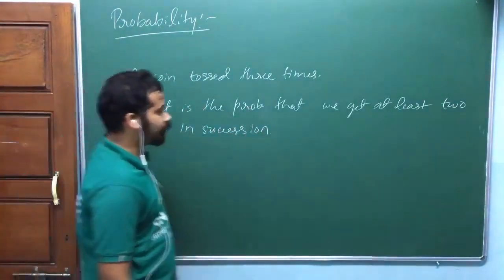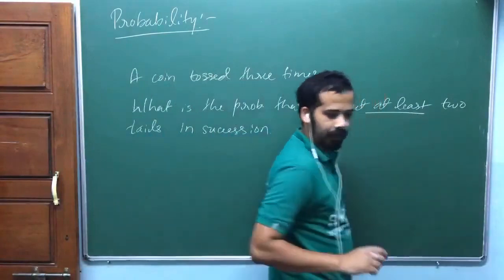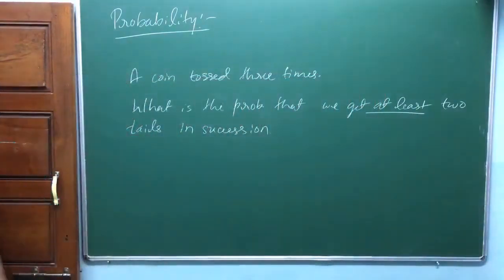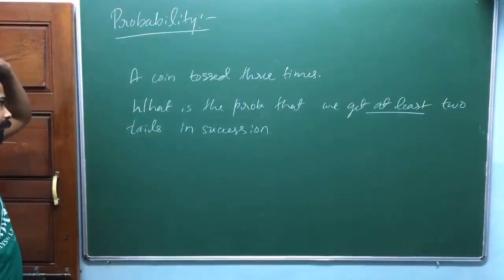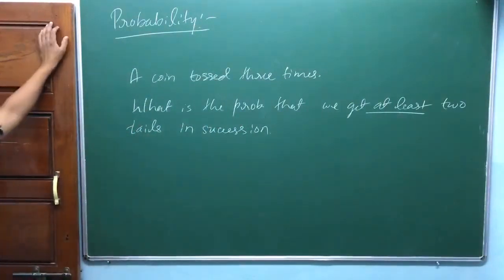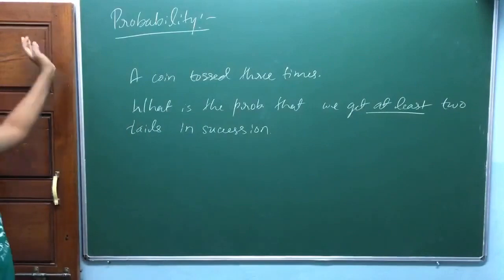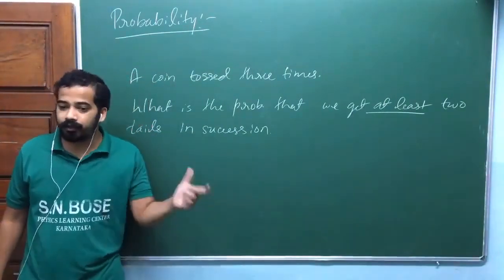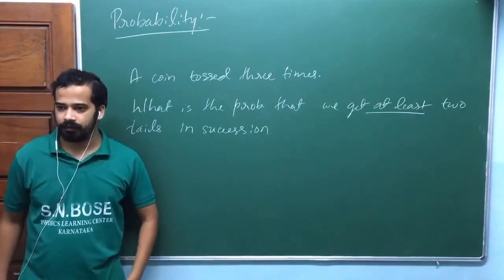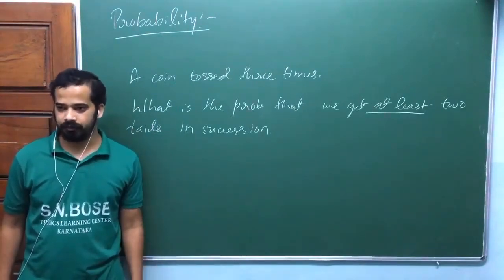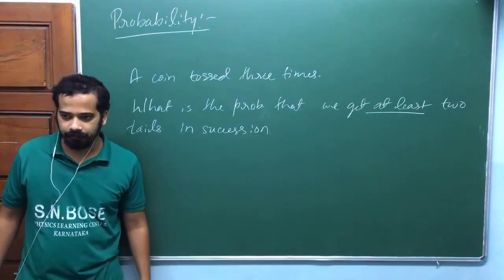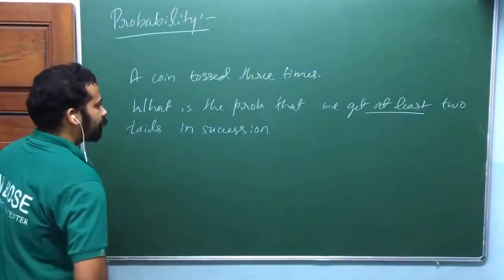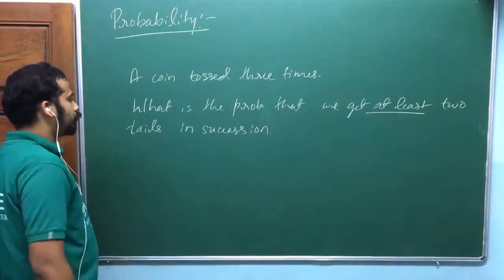Now this word "at least" is very frequent in any probability question. Is that okay? What do you mean by at least? What is the probability that we get at least 2 tails in succession? That means the probability of getting 2 tails or the probability of getting 3 tails. The at least word contains that. At least 2 tails, maximum anything can happen. Is that okay?